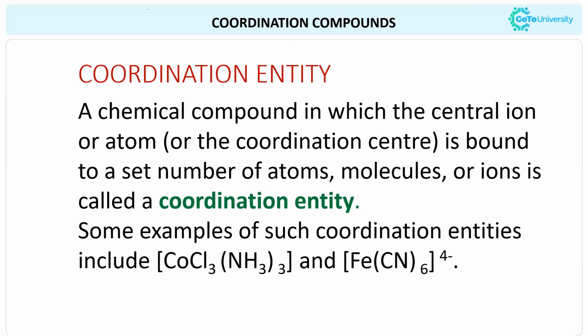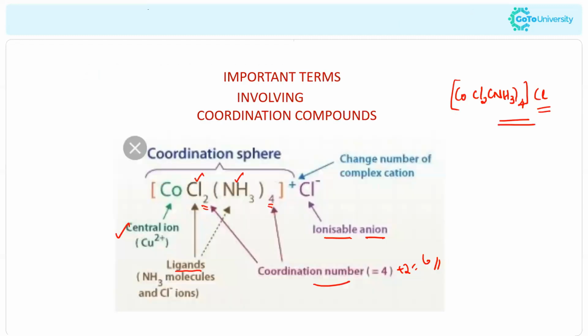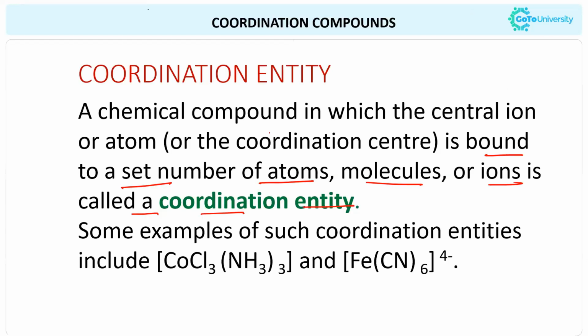Okay, now we have to know what the coordination entity is. Coordination entity means the chemical compound in which the central ion is bound to a number of atoms, molecules or ions. So the coordination sphere itself is called the coordination entity. Here the coordination sphere includes the metal and the ligands. The same thing is called the coordination entity as well, so coordination sphere and coordination entity are the same.